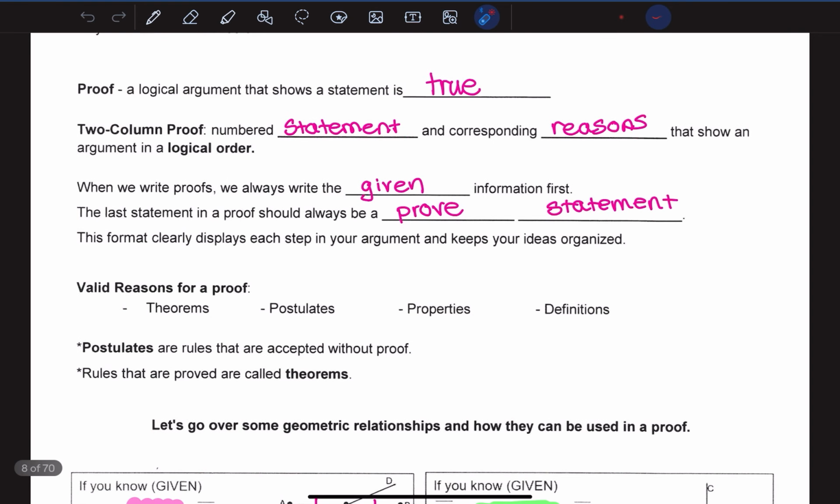When we write proofs, the first thing you're always going to do is write the given information first. That is the statement that tells you a little bit about the scenario. The last statement should be the proof statement. So you're going to end similar to how you end a paragraph with a closing statement. This is your closing statement because this is your end goal.